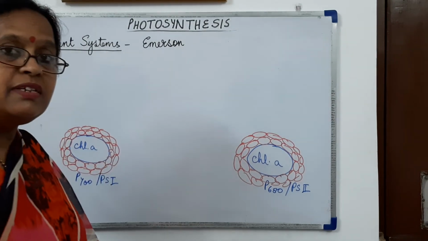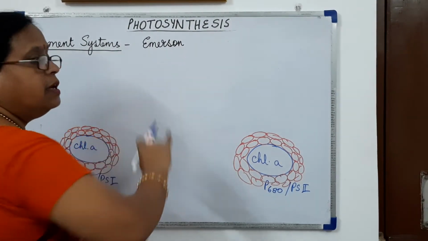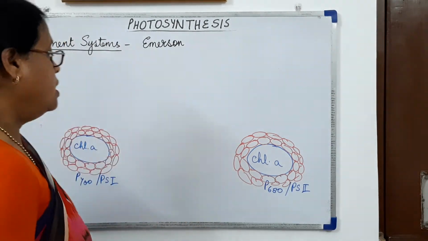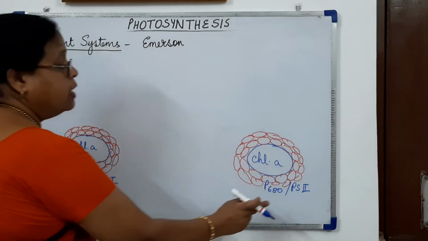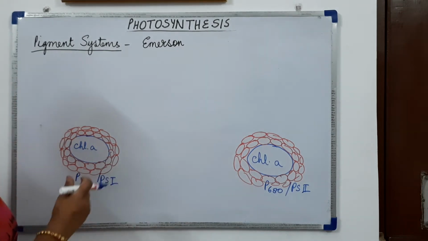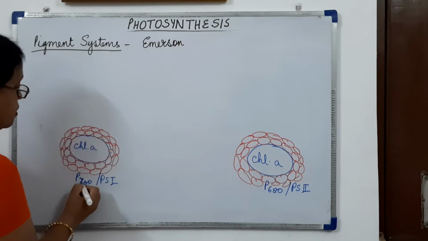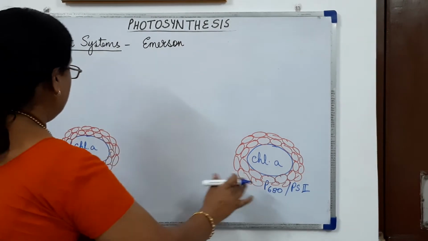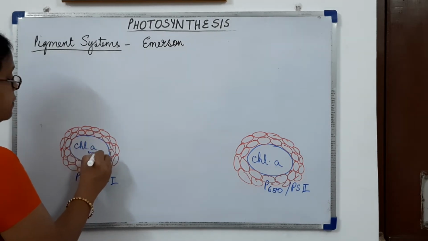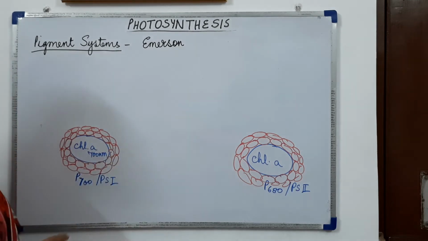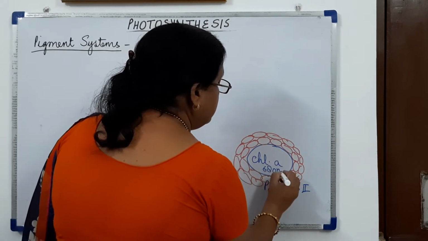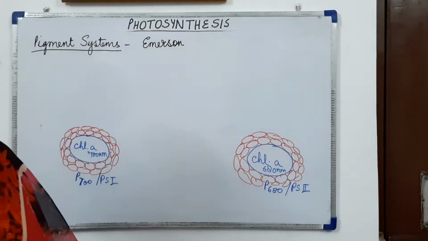Now the pigment system concept was given by Emerson, and he proposed 2 types of pigment systems, that is pigment system 1 and pigment system 2. We write them like this, PS1 and PS2, and we can also write in this form, that is P700, P680. Now P700 means this chlorophyll molecule absorbs 700 nanometer wavelength of the light, and this chlorophyll molecule absorbs 680 nanometer of the wavelength of the light.